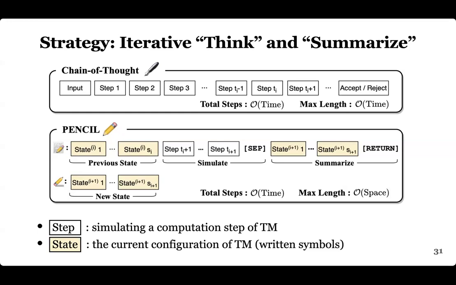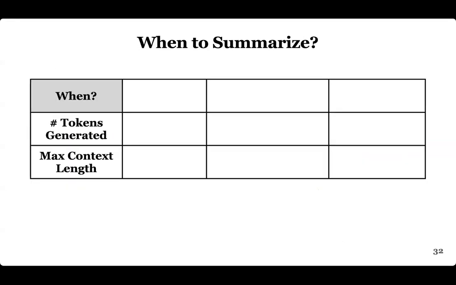But another question is when to do summarization. There are a few different strategies for when Pencil triggers the summarization. If it never triggers summarization, if it never eliminates the thoughts, it's equivalent to chain of thought, because both chain of thought and Pencil in this case just keep generating thoughts. So the total number of tokens generated and the maximal context length are both proportional to the time complexity for solving that problem.